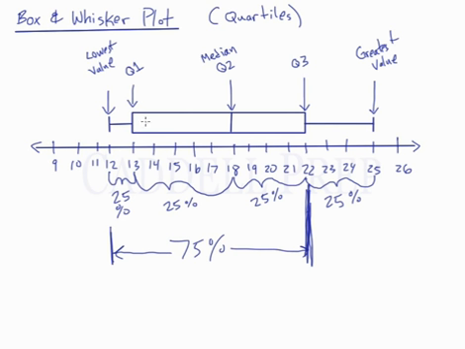So, box and whisker plot, we have a box, two whiskers sticking off the edges of it. The whiskers extend to the lowest value and to the greatest value. And the box is made up of the first quartile, the second quartile, and the third quartile.